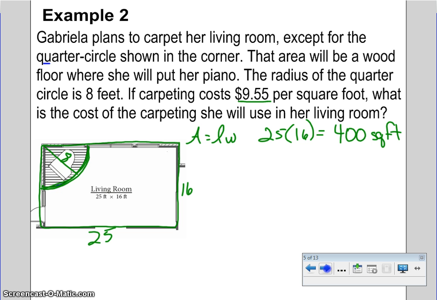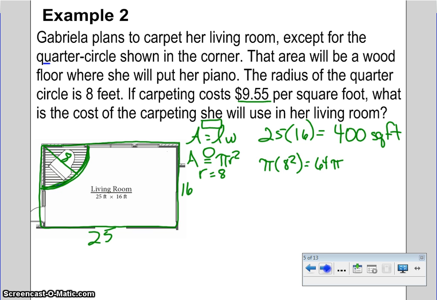So the first thing we're going to do, we do know how to find the area of a circle. So that was of a rectangle. Area of a circle equals pi r squared. And it's given us that the radius equals 8. So we're going to go ahead and calculate that. We've got pi times 8 squared, which equals 64 pi.